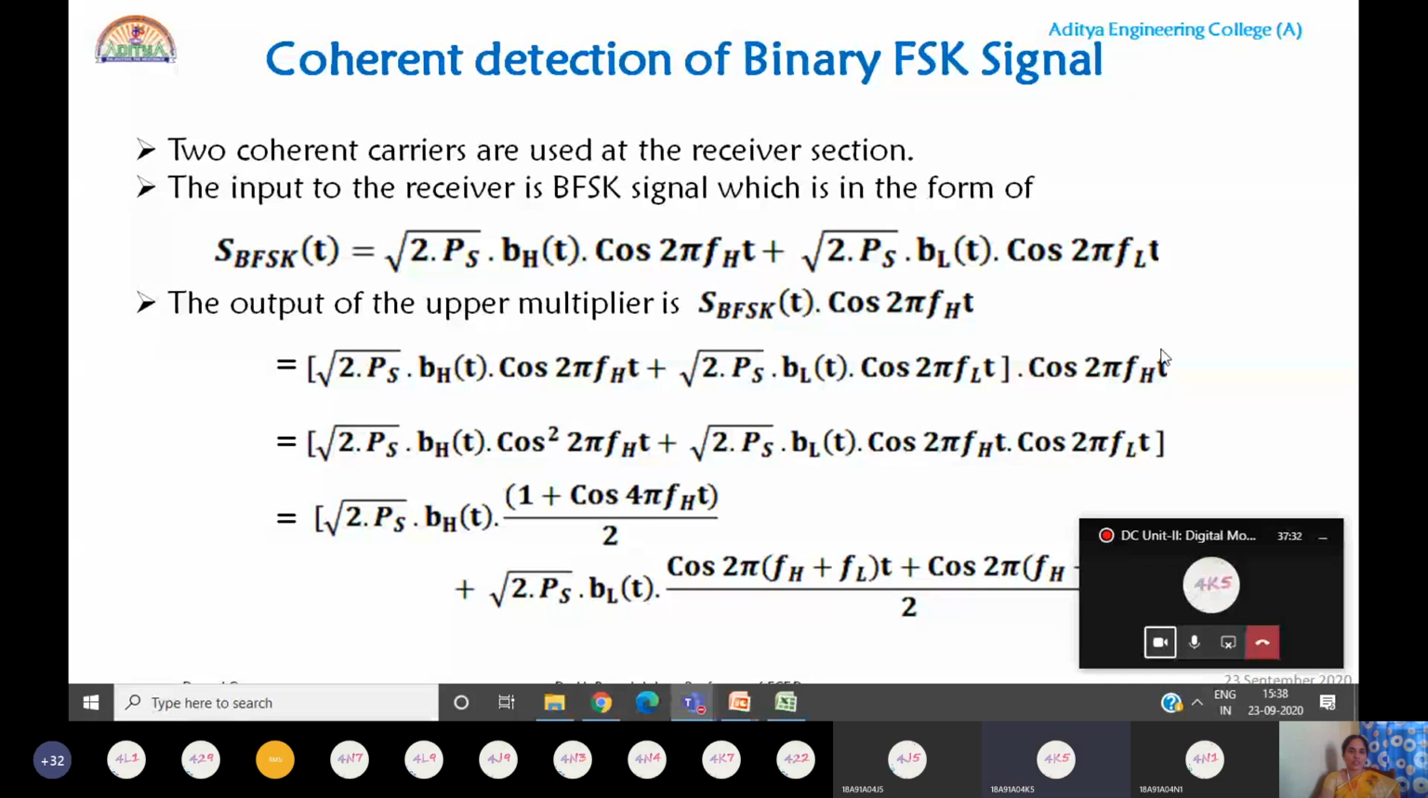Root 2 PS. Root 2 PS. Here 1/2 is there, right? Yes, 1/2 is a DC term. That 1/2 multiplied by root 2 PS into BH of t. Okay, is it okay?